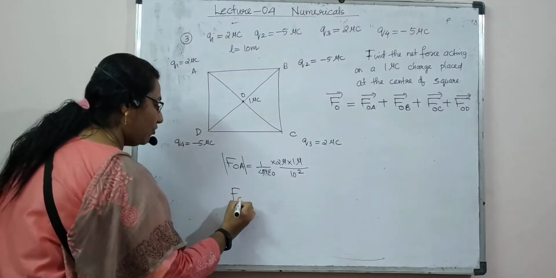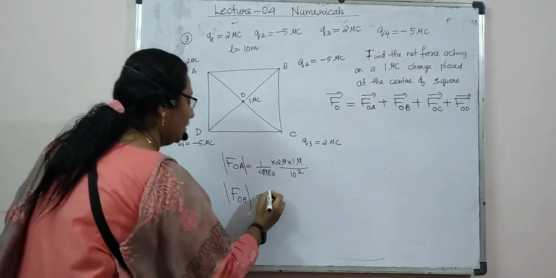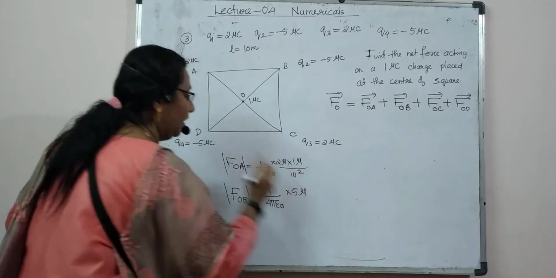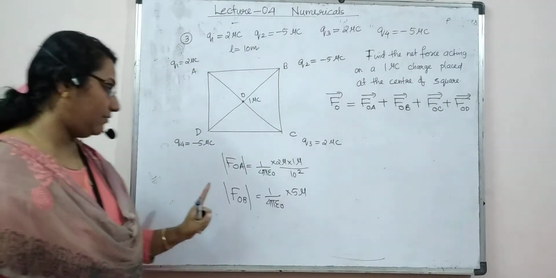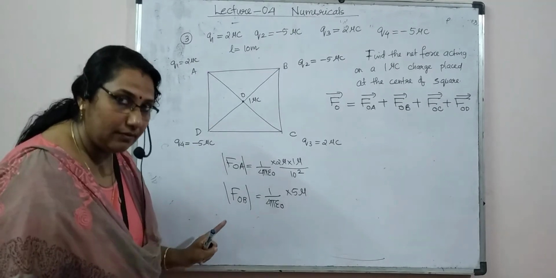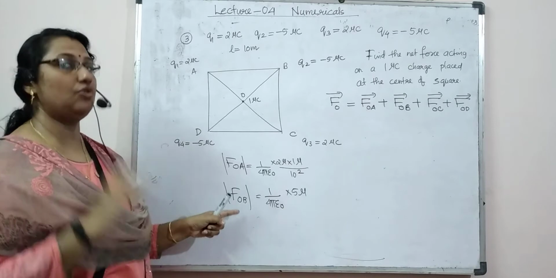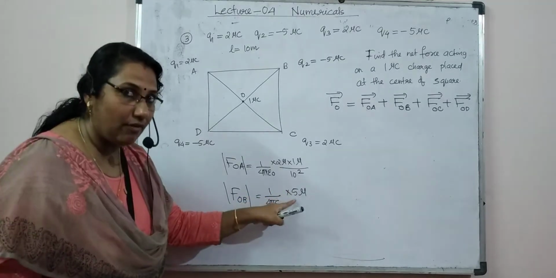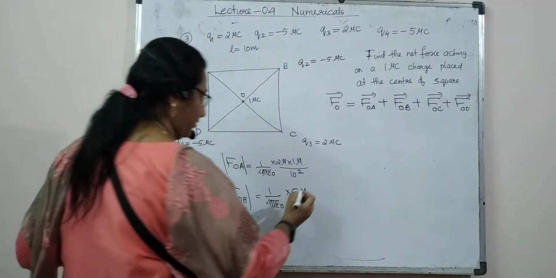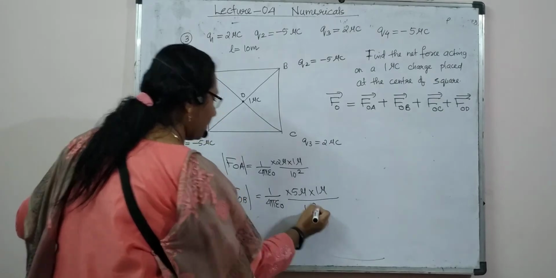The modulus of force on O due to B is equal to 1 by 4 pi epsilon 0 into 5 mu. Never take minus when we take the force. Never take the minus of charge when we take the force, because minus indicates the direction of force. So never put minus on the magnitude of the force. Into 1 mu coulomb by again 10 square.